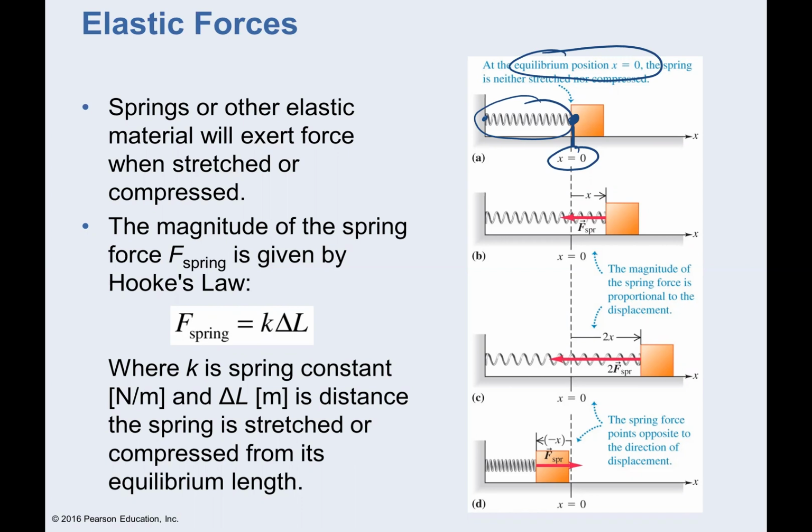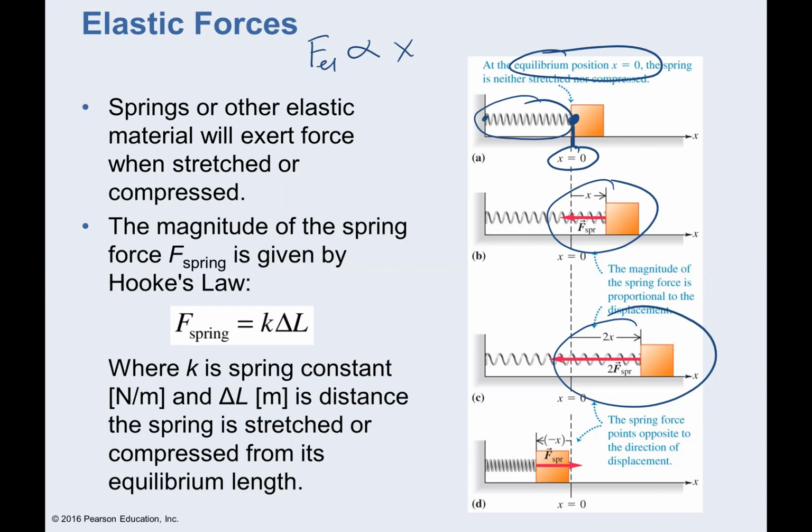But as soon as I grab the block and pull it to the right some distance x, the spring itself is going to try to exert force on the block to pull it back to equilibrium. We call that the restoring force, because it tries to restore the system back to equilibrium. If you pull the block to the right, this restoring force is to the left. If I pull it twice the distance, the restoring force becomes twice the magnitude, which means this elastic restoring force is proportional to distance. I pull it 3 times x, the force becomes 3 times. I pull it 4 times x, the force becomes 4 times. That means it's directly proportional to the distance from equilibrium.